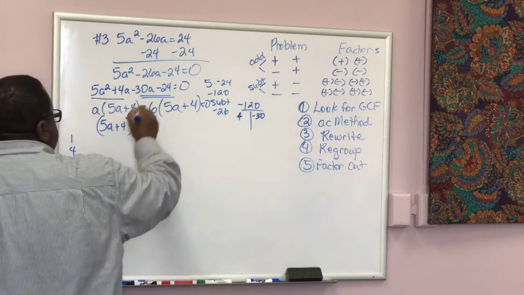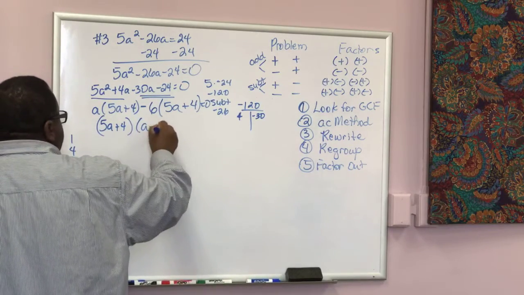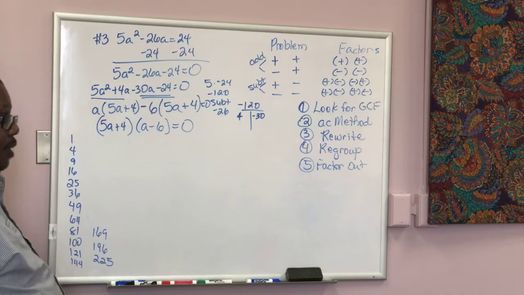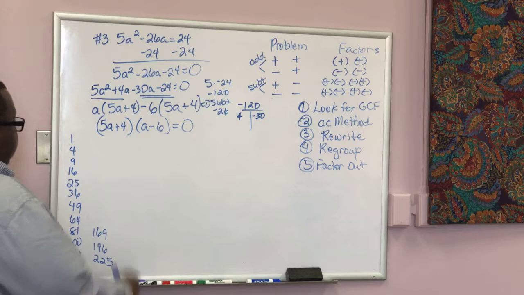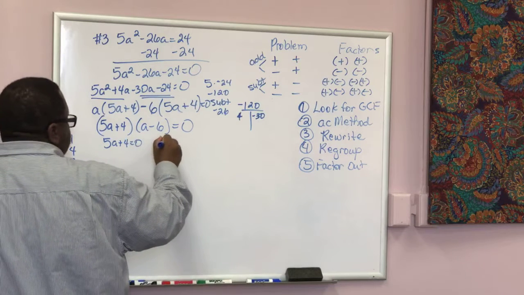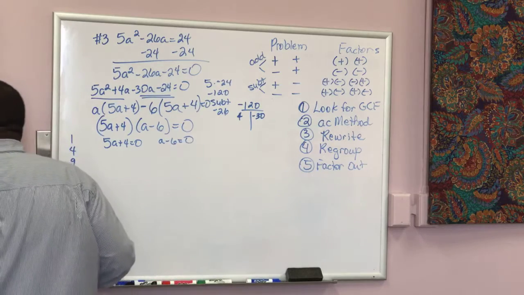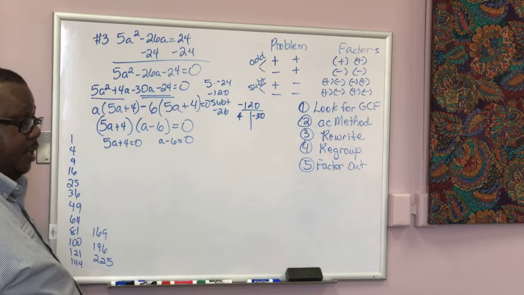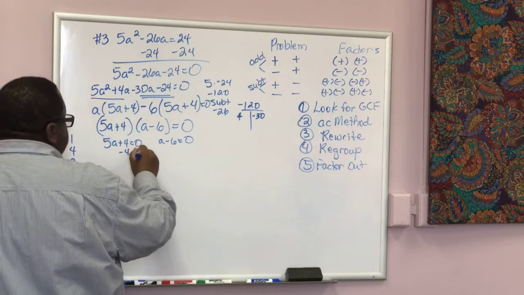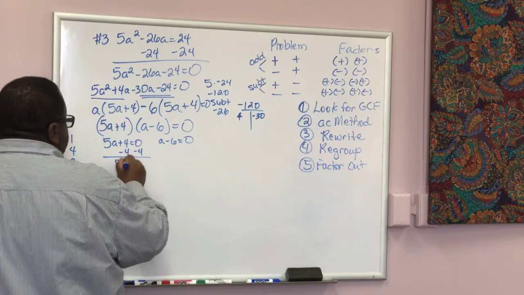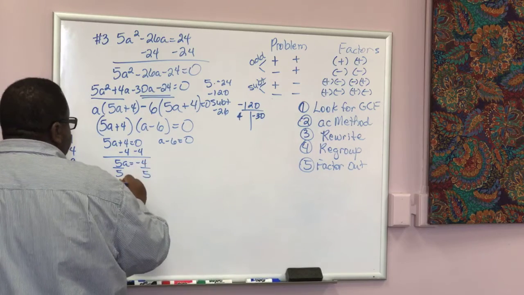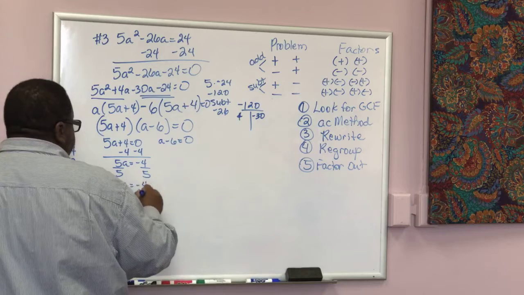Then you bring down what's left over, which is what? A minus 6 equal what? 0. Okay? And now you set both of these equal to 0. You solve both of those, and you have your what? Your two solutions, your answers. So we're going to subtract 4 from both sides. It'll be 5a equal to a negative 4. Divide both sides by 5. And a is going to be negative 4/5.